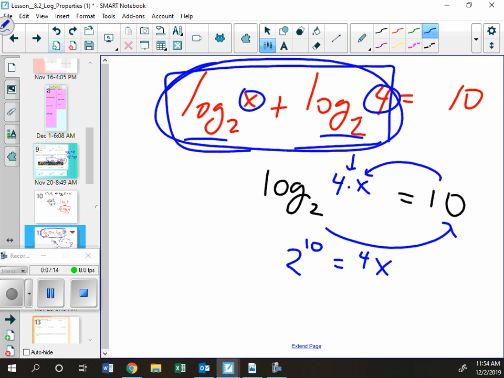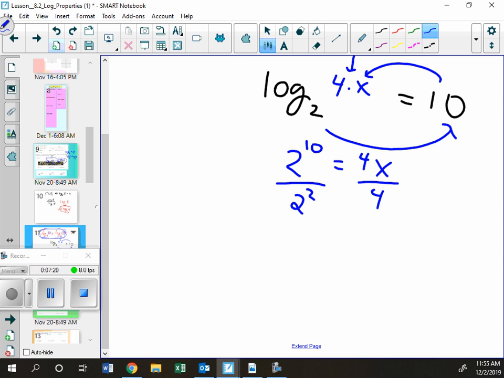Ooh, look at him being all fancy. Instead of saying divided by 4, he's saying divided by 2 squared. I like it. I like it a lot. Because then you could really say x is equal to 2 to the what? I like it. That was smart. Okay.